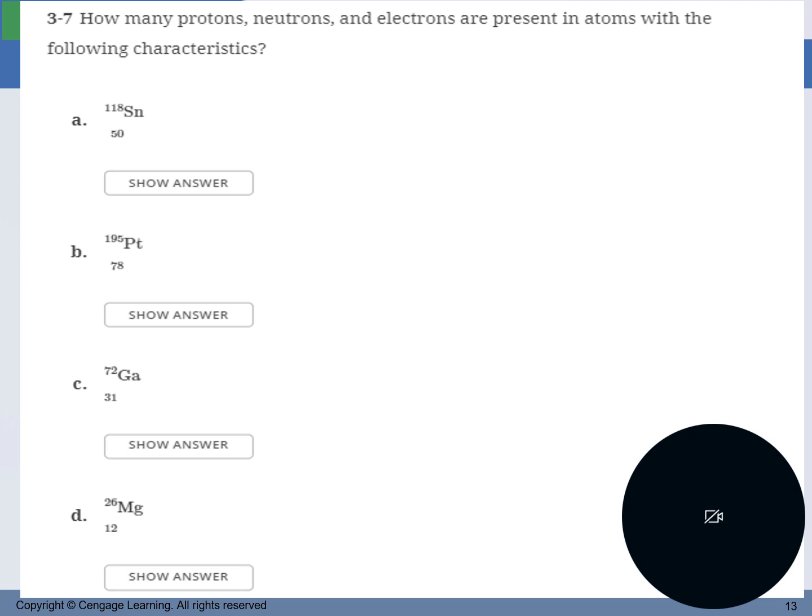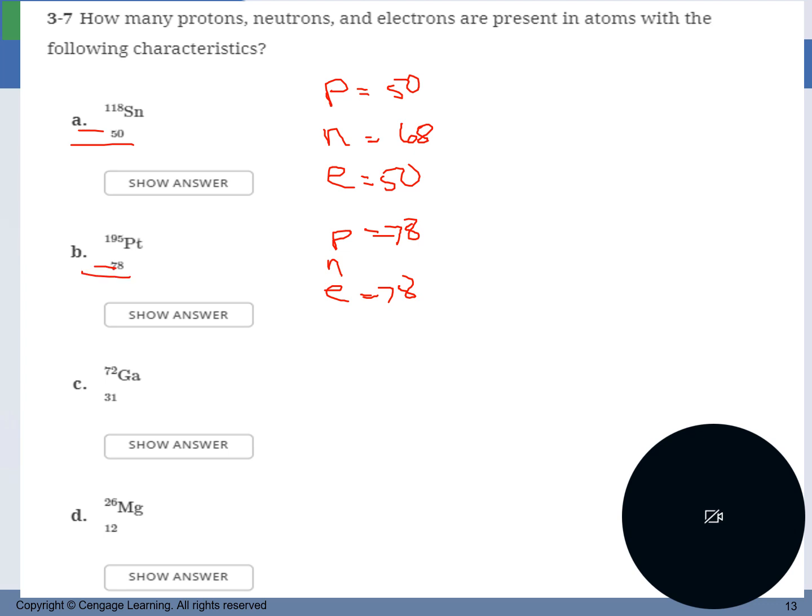Here's another learning check for us, trying to figure out how many protons, neutrons, electrons there are. So again, I encourage you to pause the video and see if you can figure it out. But protons, neutrons, electrons, right now everything is electrically neutral, so if there's 50 protons, there must be 50 electrons. If we were to subtract these two numbers, we would end up with 68 neutrons. Protons, neutrons, electrons. Again here, these are equal, 78 and 78. And if I were to subtract these two numbers, I would end up with 117 neutrons.